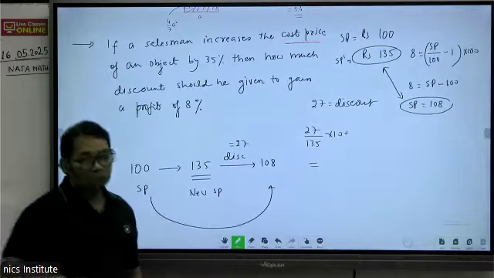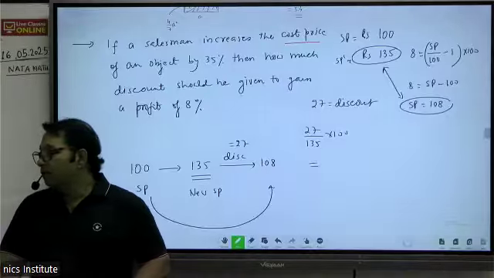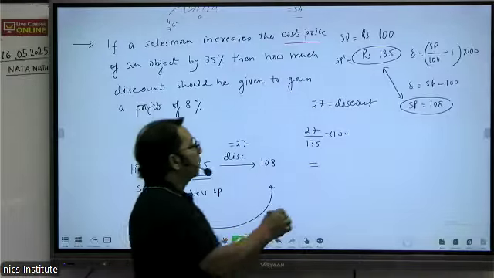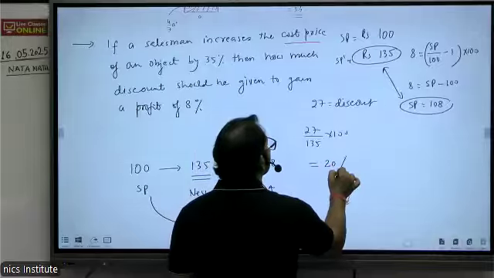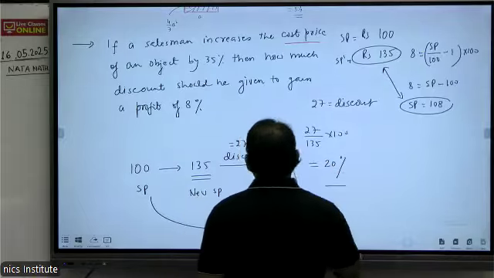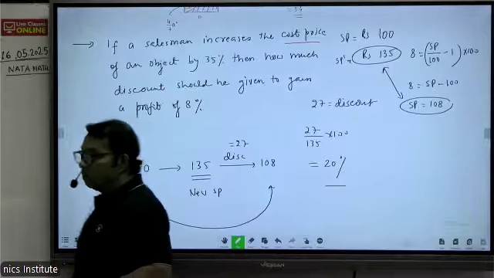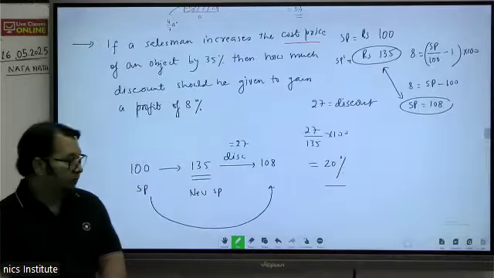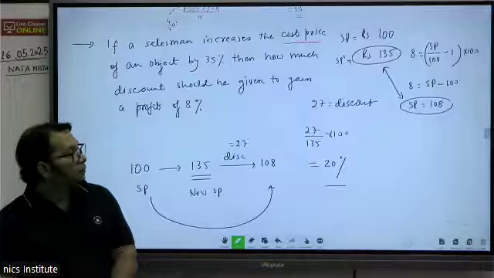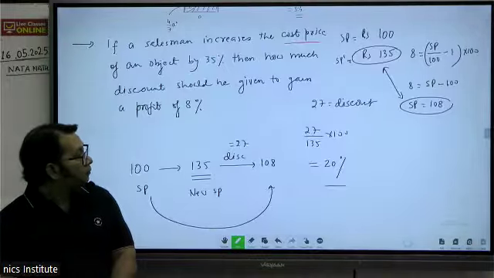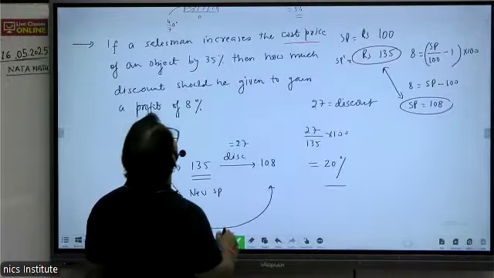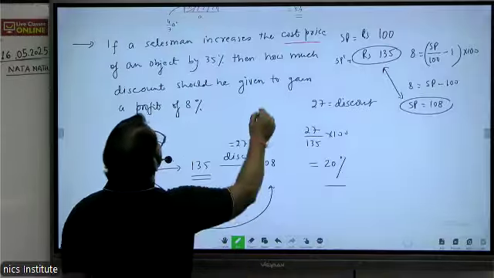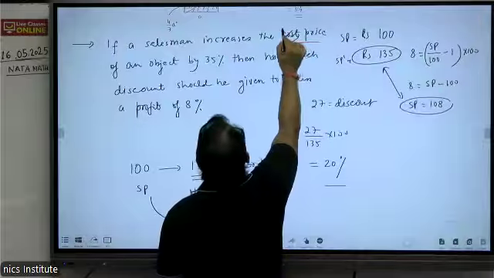20%. 20? Yes, sir. Answer is 20%. Discount percentage will be calculated on the SP. Yes, I understood. Initially, this should have been the sell price.